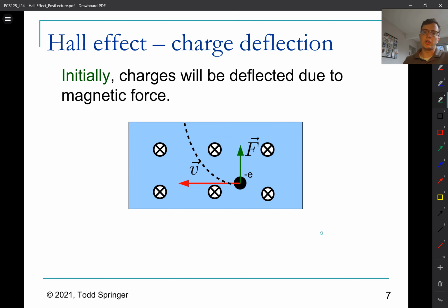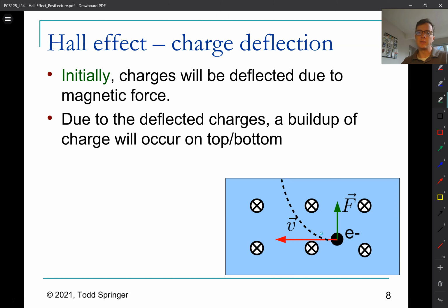Initially, these charges, which are moving to the left, are going to get pushed upward to the top of this material because of the magnetic force. I've only drawn one charge here, but you should envision a bunch of charges carrying the current. There's a ton of charges moving this way, and they're all getting pushed upward towards the top of the material by the magnetic force.